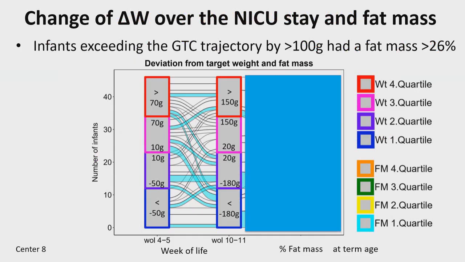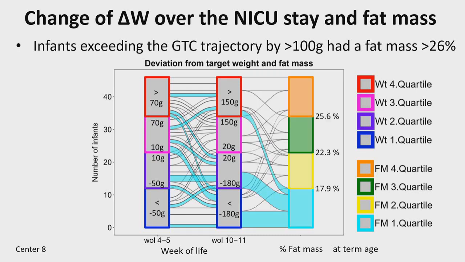This slide looks also a little bit busy. We have here divided infants in quartiles for their deviation at 4 weeks of life and 10 weeks of life. And then we looked in this Sankey diagram how the deviation from the target weight is changing during the hospital stay, and in which quartiles infants end up during this time. Then we analyzed the body composition and compared the data with the deviation from the target weight.